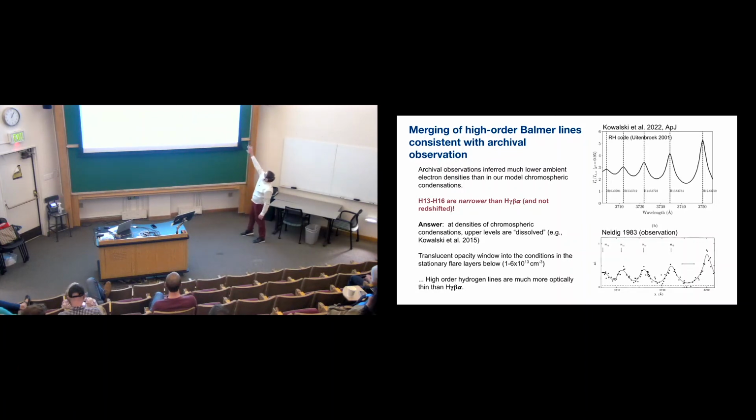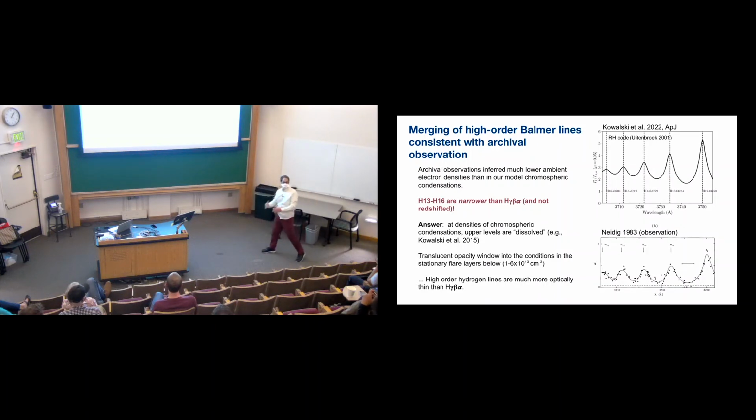The higher order Balmer lines are not. Also, if you look at their widths, they're narrower than H gamma. But the Stark effect says these lines should be much broader than H gamma. What the heck is going on? The answer is so interesting to me.